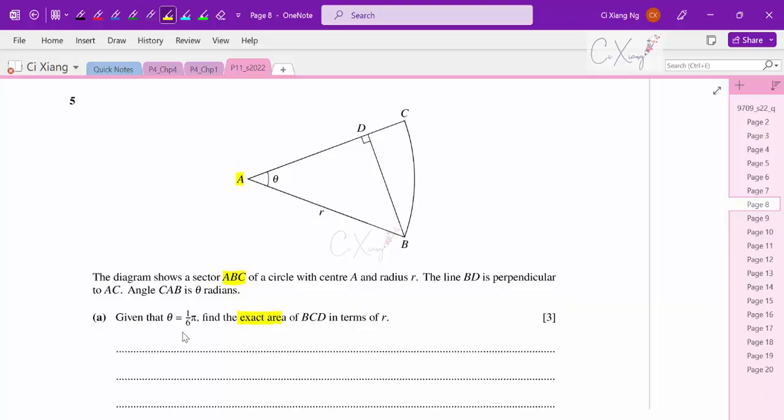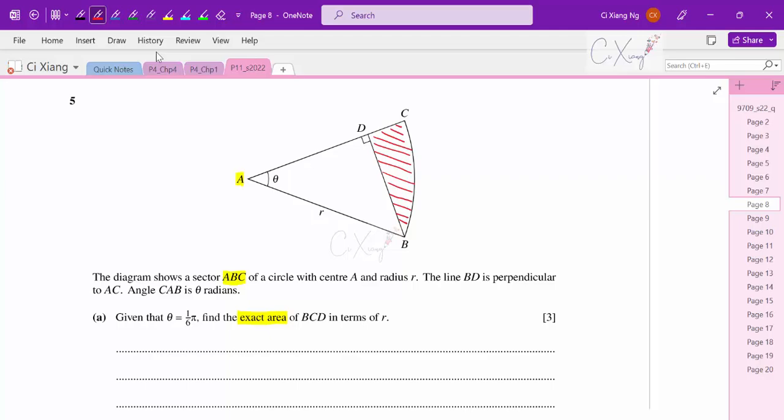Okay, so highlight the words exact area. Basically they want us to find this area in terms of R. This is the area that they want us to find. To make sure that our final answer has everything in terms of R, we need all the lengths of the sides to be in terms of R as well.